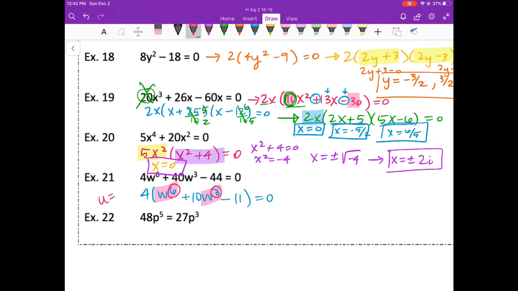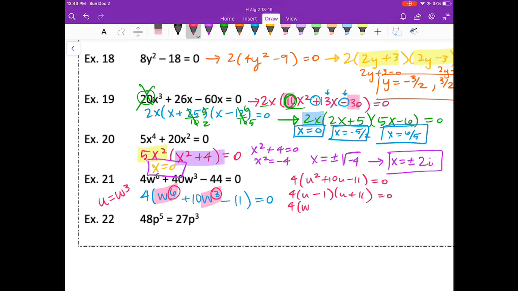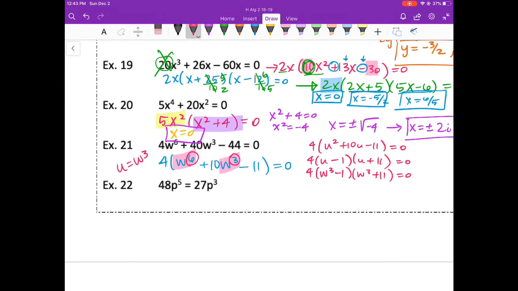So we want to let u be w cubed, and then we will rewrite that as 4 times u squared plus 10u minus 11. Well, that's going to be a lot easier to solve. You'll have u minus 1, u plus 11, and then we plug u back in because we didn't have to divide and slide. So we plug u back in: 4 times w cubed minus 1 times w cubed plus 11.